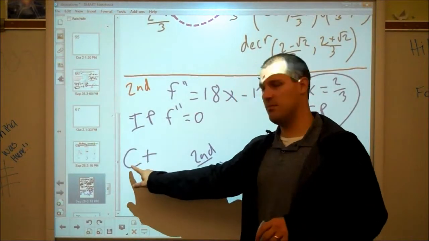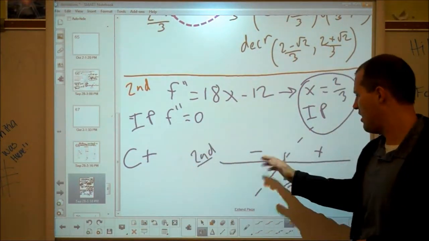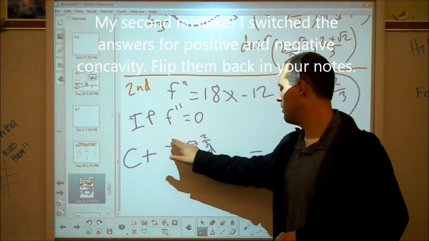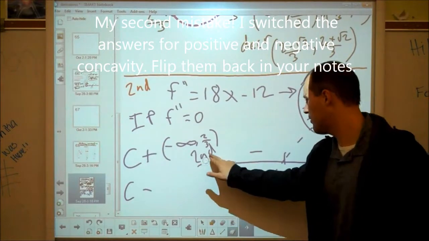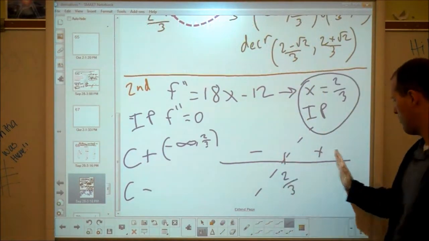And so I'm going to abbreviate it this time. C plus for concave up. Concave up, over here, from negative infinity to 2/3. And it's concave down from 2/3 onward.